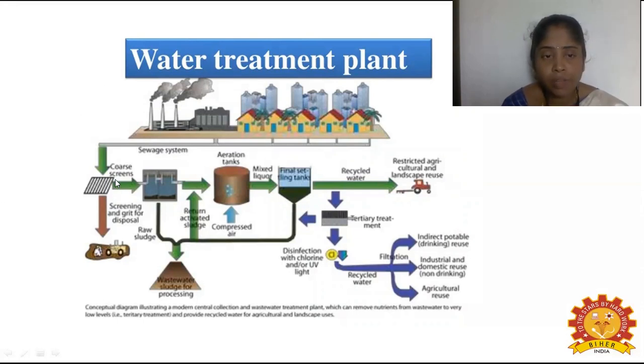Whatever waste we have has to be screened or filtered. That sewage has to be taken to the aeration tank, then to the settling tank, and then it is recycled back for recycling purposes. The next one is the tertiary treatment. All of this comes together and leads to the tertiary treatment. And the tertiary treatment can be used for recycling purposes.